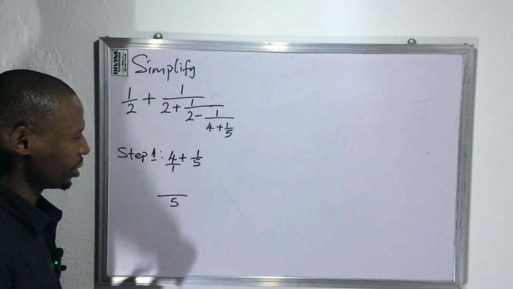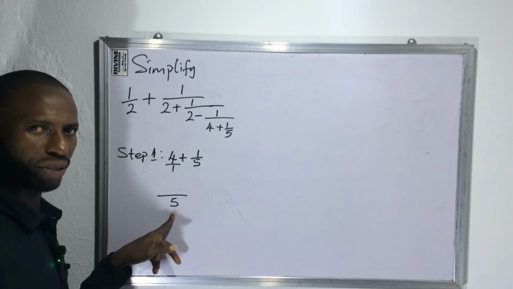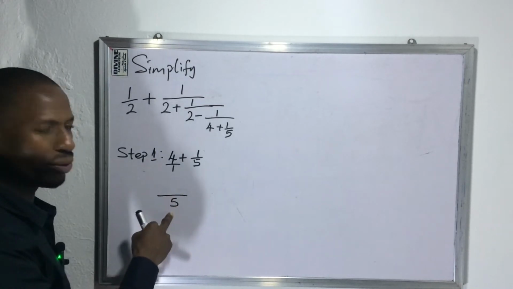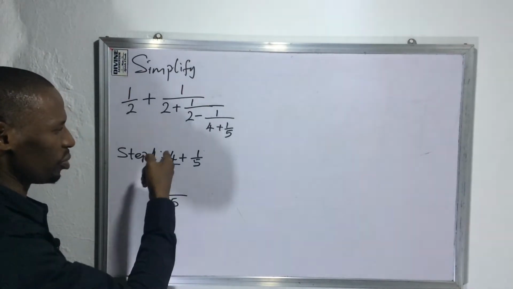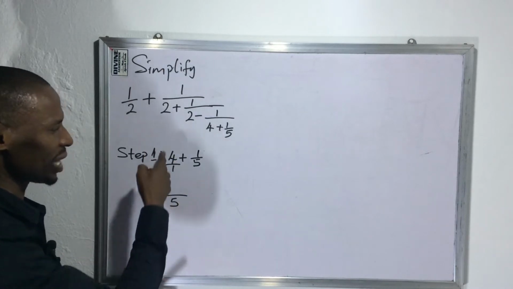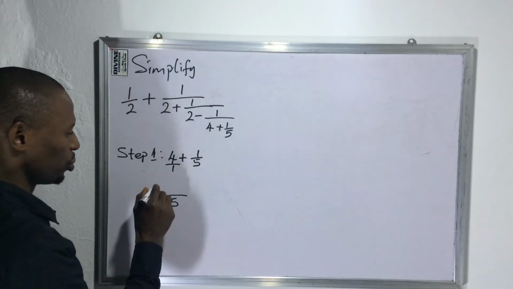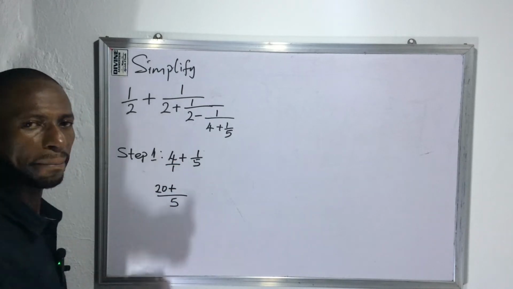What do we do next? We use this to divide the denominator. So 1 into 5 will give us 5. Use the 5 to multiply the numerator, which is 4. So 5 times 4 gives us 20. Bring this plus sign here.